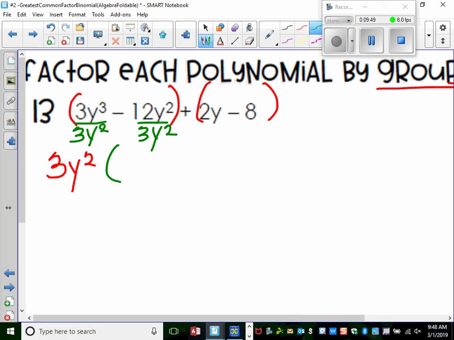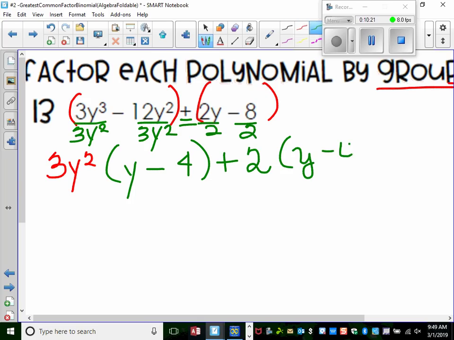All right, so when I divide by 3y squared, the 3's one whole, I don't need to write that. Subtract my exponent, I'm just left with y. Minus, what's 12 divided by 3 is 4, and the y's are 0. Okay? Bring down the plus sign in the middle. Now I'm going to factor the GCF out of the second set of parentheses. So what would that GCF be? 2. All right, very good. And I'm left with y minus 4.